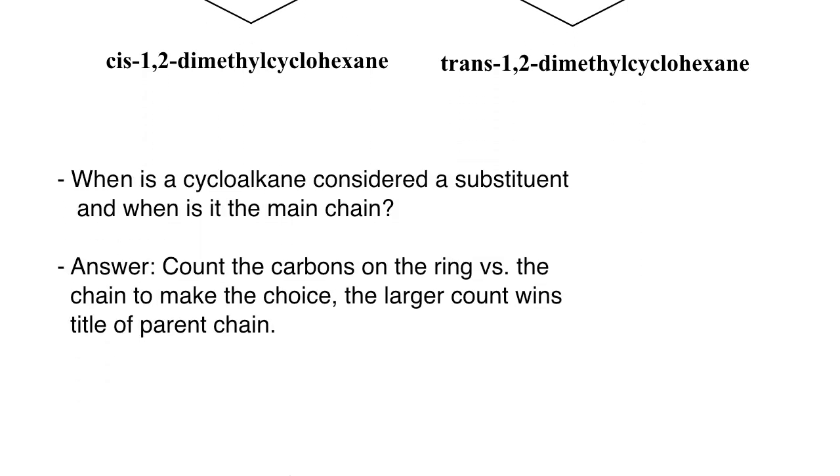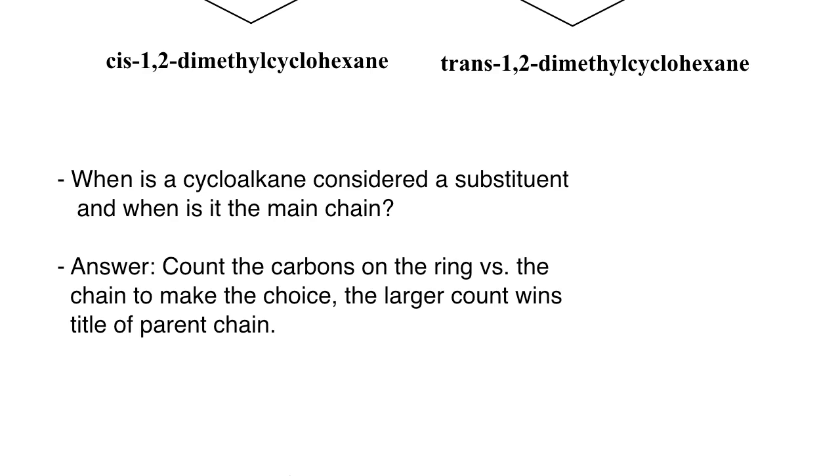Okay, and then finally, one of the other things that we mentioned at the beginning of this lecture, when is a cycloalkane going to be considered a substituent, and then when will it be considered the parent chain that we would utilize for naming? Because you could have a case where you have a larger chain, not just a methyl or an ethyl, and then you might be confused, well, is this a cyclohexane or is it a heptane, or something of that nature? So the answer here is that you count the carbons on the ring, and then you count the carbons on the chain leading up to the ring, but not including that first point on the ring.